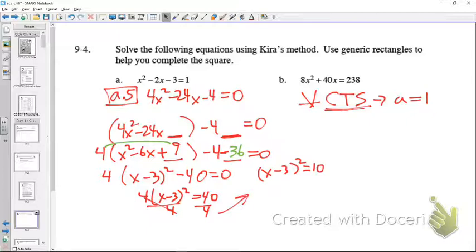And you can guess by now how we're going to solve it. We're going to square root both sides. X minus 3 equals plus or minus radical 10, so therefore x equals 3 plus or minus rad 10.